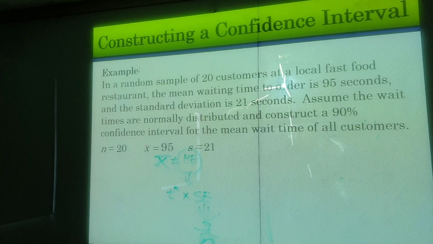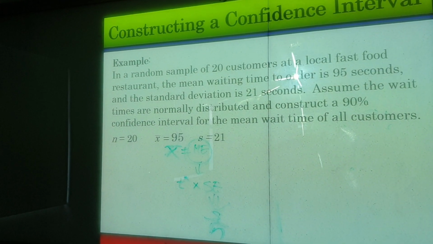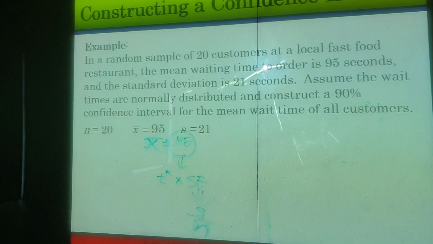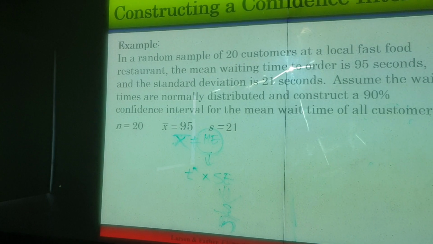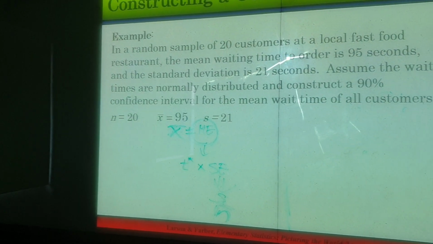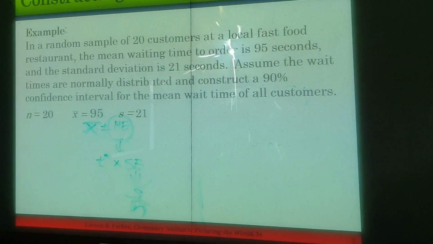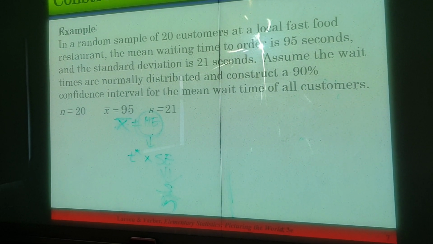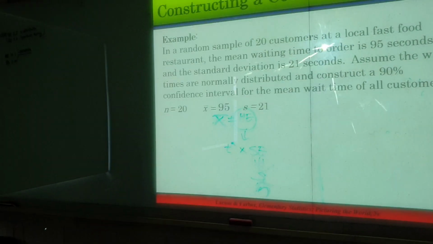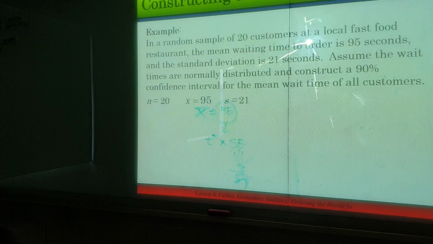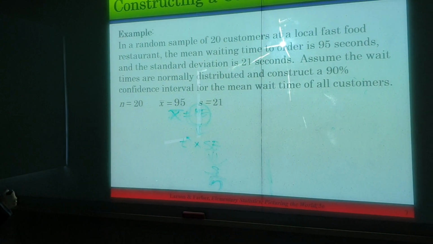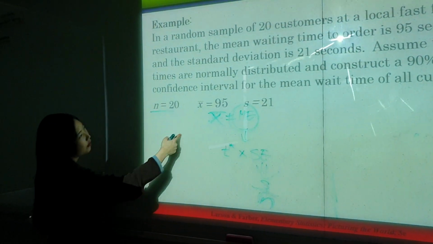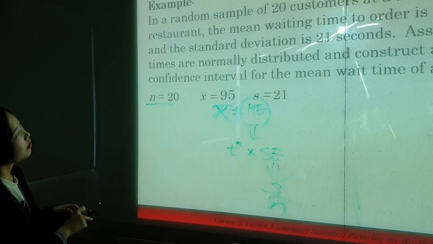Okay, so the problem is: in a random sample of 20 customers at a local fast food restaurant, the mean waiting time to order is 95 seconds, and the standard deviation is 21 seconds. Assume that wait times are normally distributed and construct a 90% confidence interval for the mean wait time of all customers. So in this problem, we know the sample size is 20, x bar is 95, and s is 21.